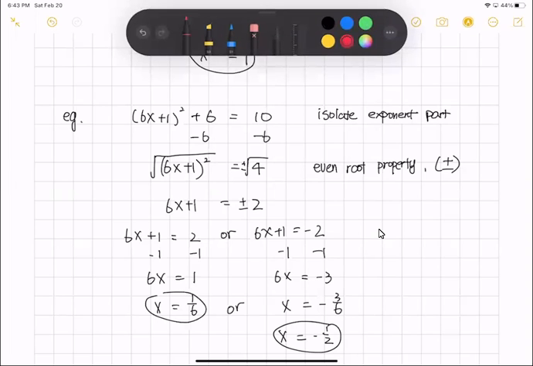So the reason we're doing this is because these terms cannot be combined, because they have a like term in here and here. So we need to separate them.